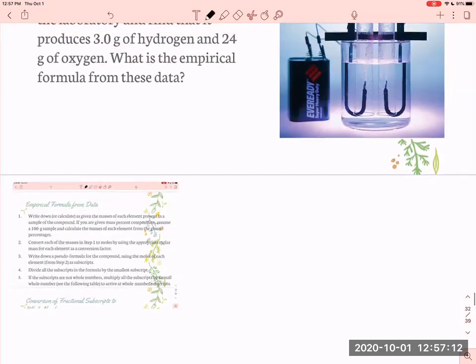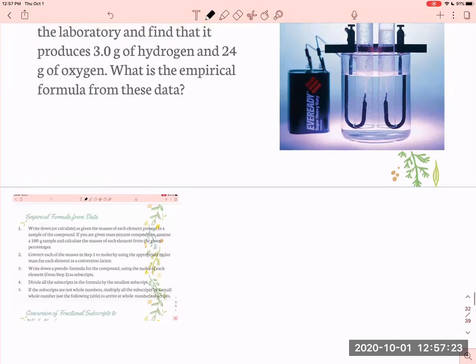First, write down or calculate as given the masses of each element present in the sample of the compound. If you're given mass percent, if we assume 100, just like I was saying before, we can just use that percent as the mass. But we're actually given masses here. So for step 1, we have 3 grams of hydrogen.